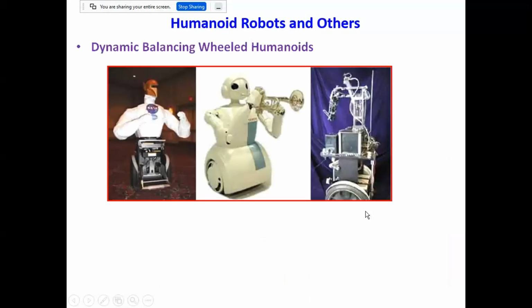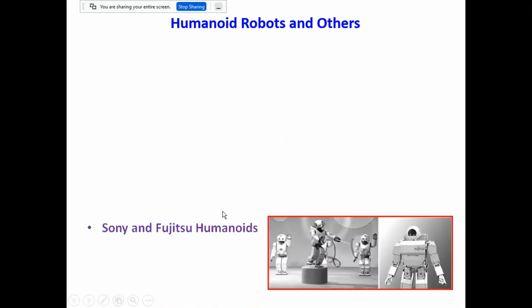Now we'll see some more. Dynamic balancing wheeled robots at NASA, Toyota, and MIT. These are all dynamic balancing. Even if you push them, they will not fall down. Such things were developed for entertainment. Similarly, you will see, friends, the Sony and Fujitsu humanoids. They will work in coordination to entertain people.